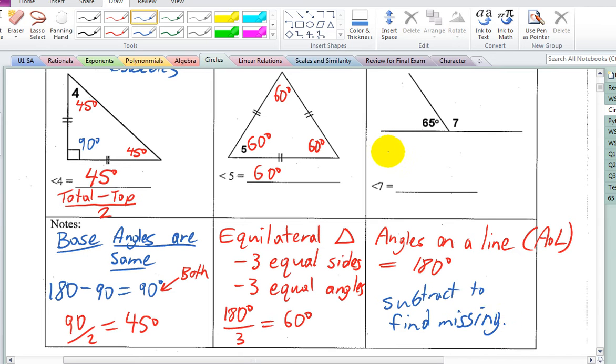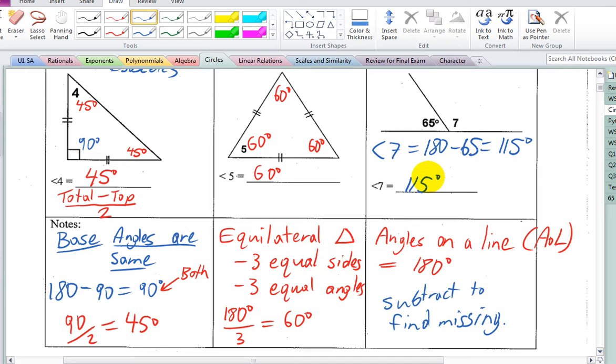So we would go 180 degrees, angle 7, equals 180 minus 65. Okay, 115? 115 degrees.